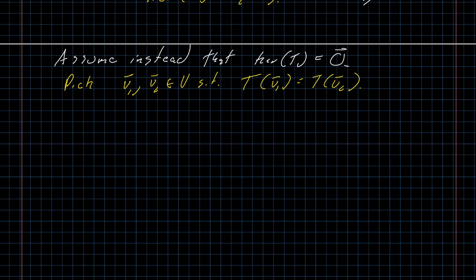Now we know we can pick vectors v1 and v2 so that t of v1 is equal to t of v2. It's always possible that we picked the same vector for both v1 and v2. But we don't know that yet. We just know that we have some. To show that the function is one-to-one, we want to show that v1 is equal to v2, but we don't know that just yet.